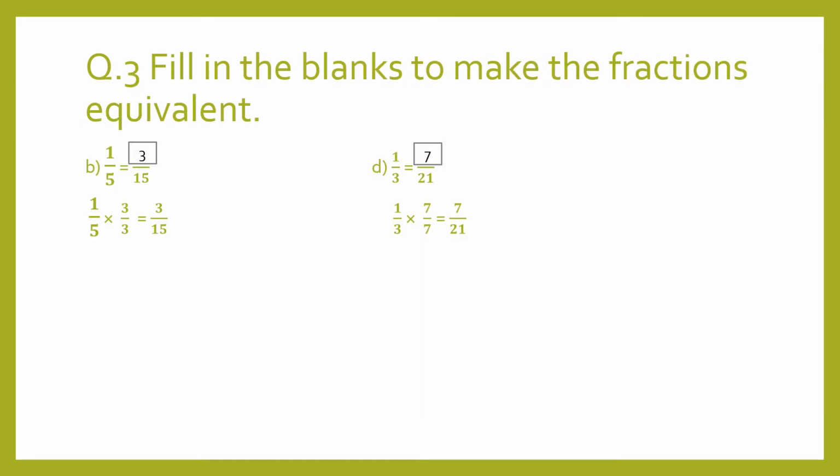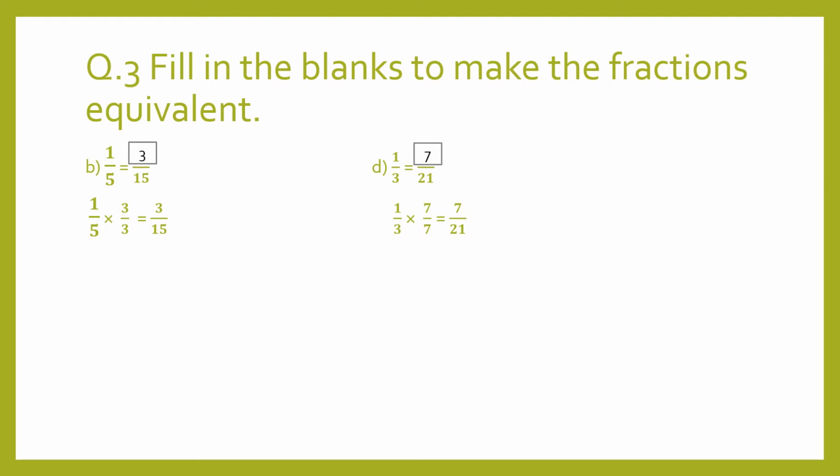Fill in the blanks to make the fractions equivalent. As I told you, to make a fraction equivalent, we need to multiply or divide the numerator and denominator by the same number. Now here we can observe 1 is given, but here its numerator is the missing number. And here it's 5 and it's 15.